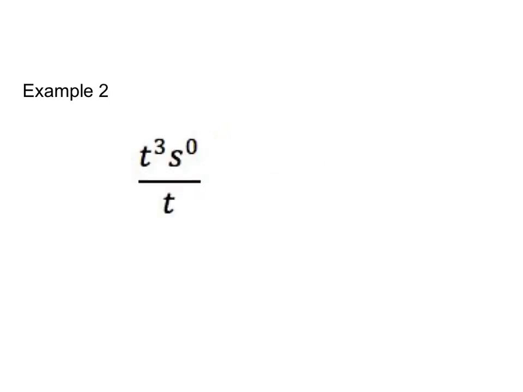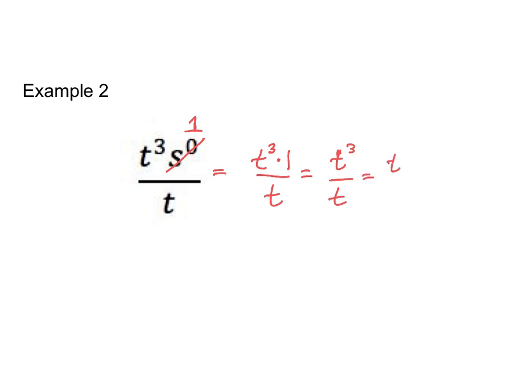Here is example number 2. Go ahead and write this down, answer the question, and then come back to me. So remember, anything to the 0 power is 1. So s to the 0 power is 1. So what do I really have now? I have t to the third times 1 over t. Anything multiplied by 1 is itself. So really I have t to the third on the top over t.